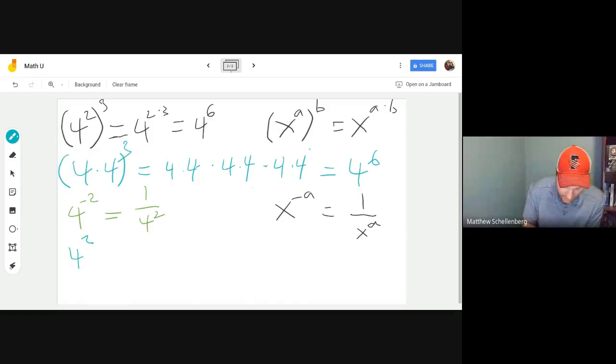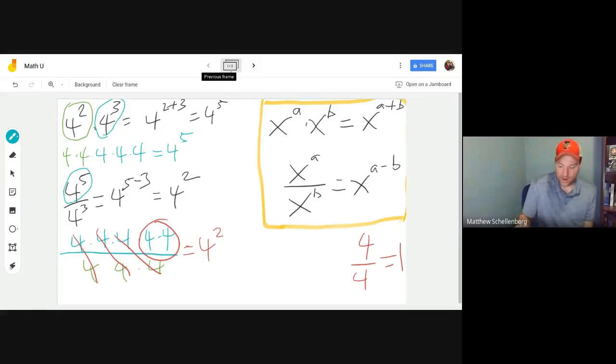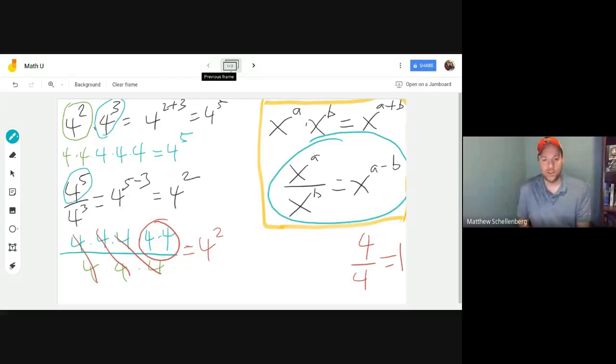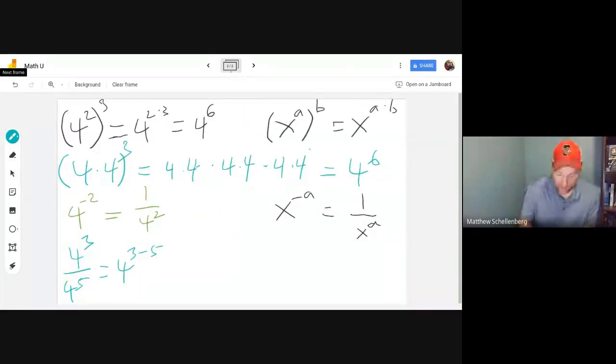Let's say we have 4 cubed over 4 to the 5th power. And according to the rule that we just learned earlier, isn't that 4 to the 3 minus 5? Right? Because according to the division rule that we just learned on the previous slide, whenever you have some terms with exponents being divided with the same base, you can subtract the exponent. So we are going to do just that. We're going to subtract these exponents to get 3 minus 5, which is 4 to the negative 2.